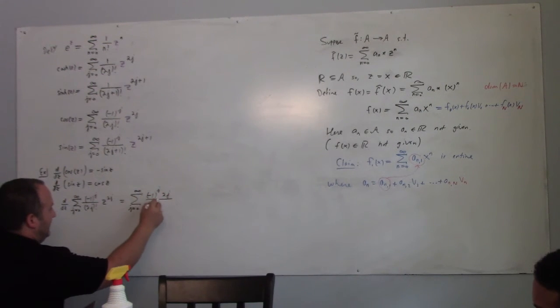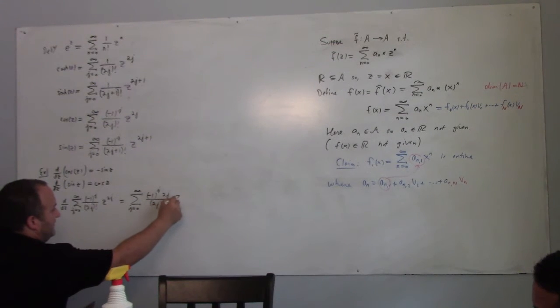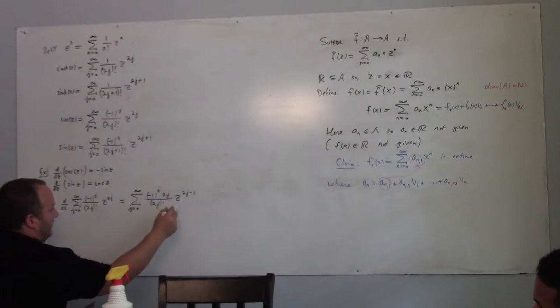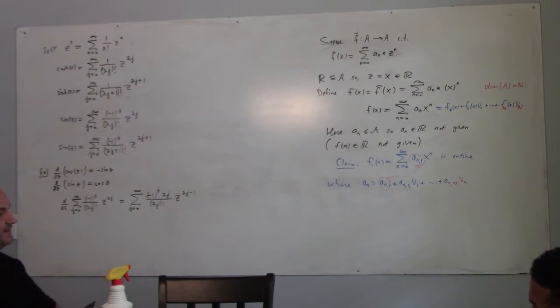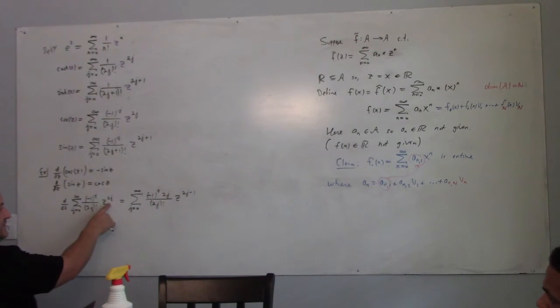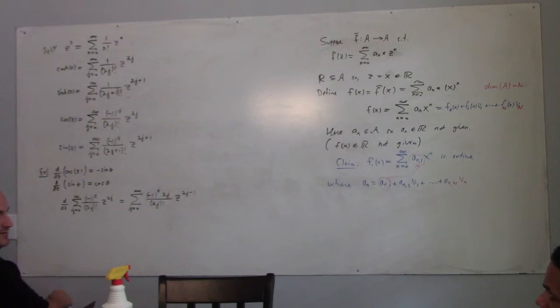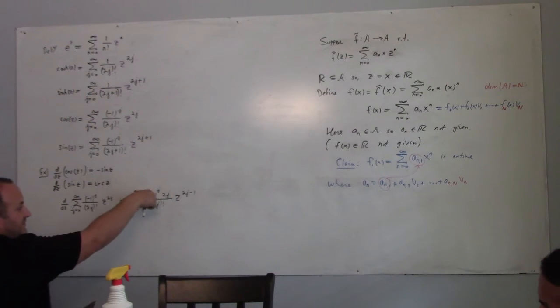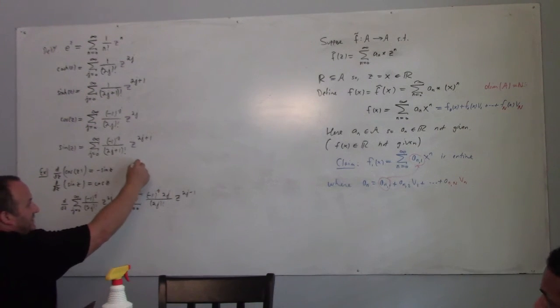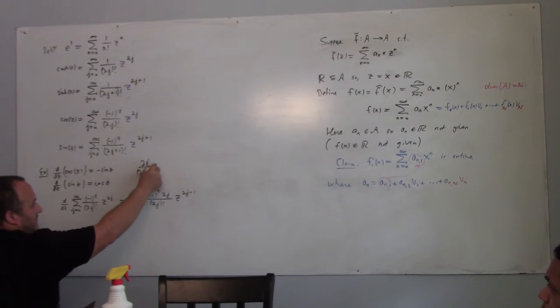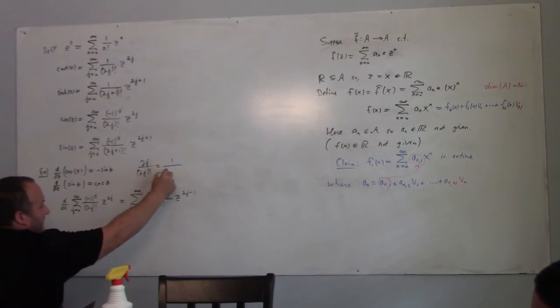Anyway, we've got 2j over 2j factorial, z to the 2j minus 1. That power, differentiate that. Differentiate this with respect to z, I get 2j times z to the 2j minus 1. Now, of course, 2j over 2j factorial is 1 over 2j minus 1 factorial, right?